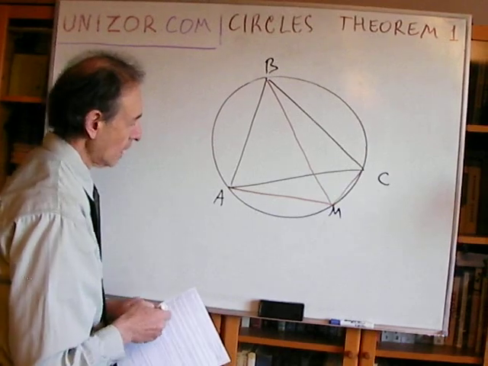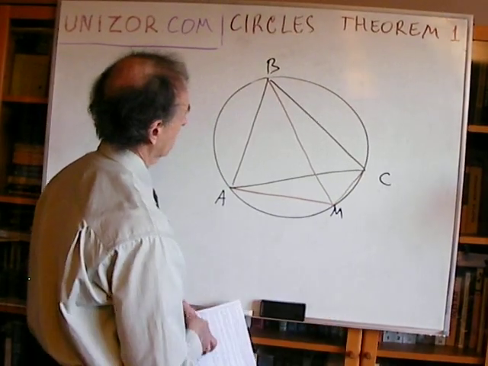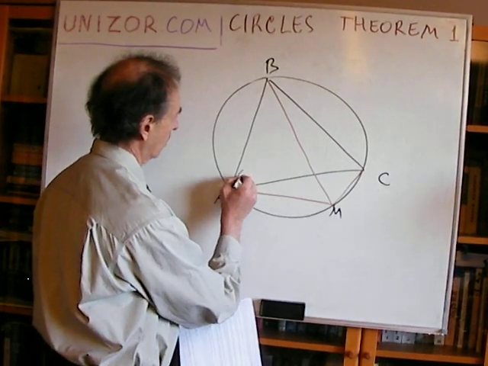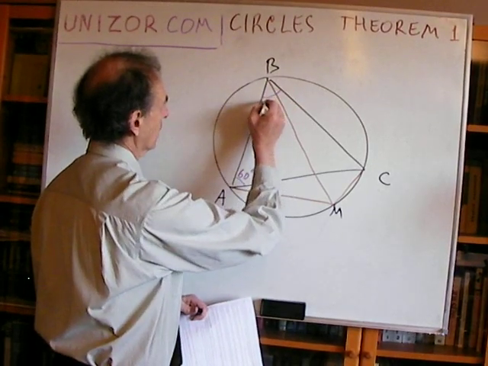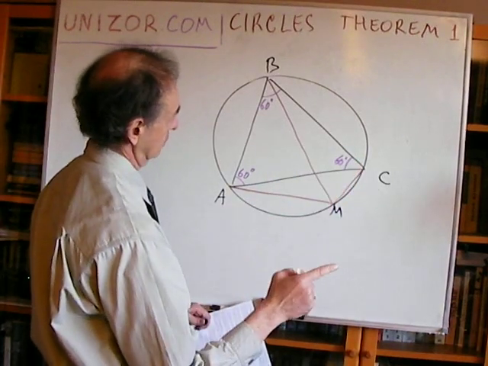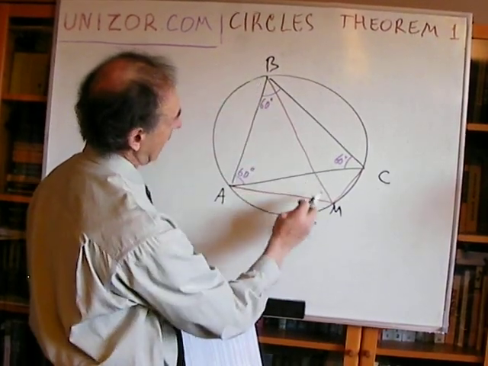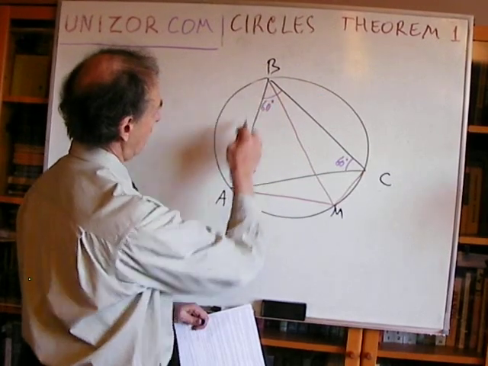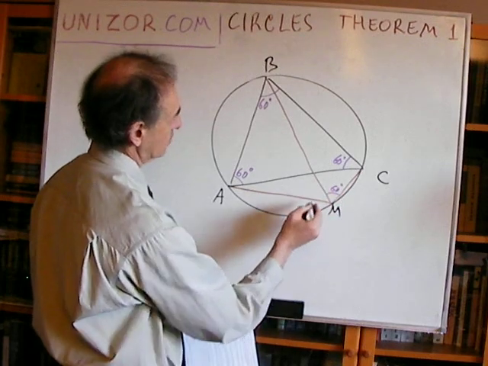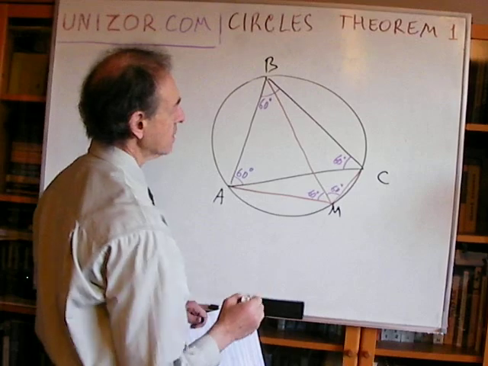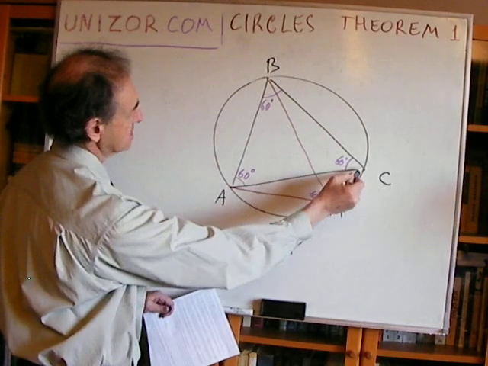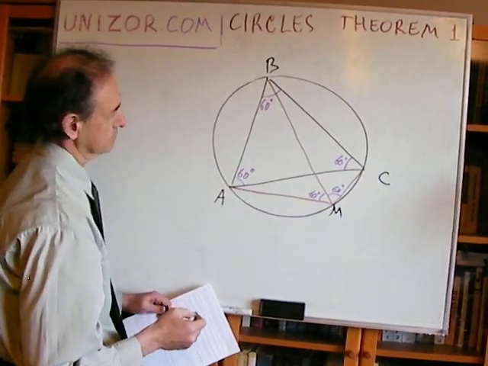Now, what do we know about this? We know that this is an equilateral triangle, which means that these angles are all 60 degrees, right? Since it's an equilateral triangle, they're all 60 degrees. In addition, since angle BMC is supported by the same arc as BAC, this is also 60 degrees, as well as this. So these are all angles equal to 60 degrees. In this case, BMA and BCA are supported by the same arc. Am I right?